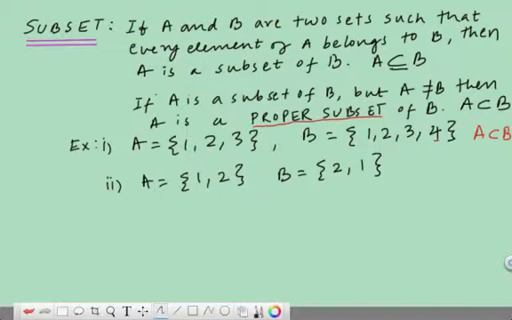The second example, A equal to 1, 2 and B equal to 2, 1. Both the sets are identical, but the order of the numbers is reversed. So every element of A is contained in B, and they are equal as well. So we call this A subset B, and we have to represent a subset with a symbol and an equal to.